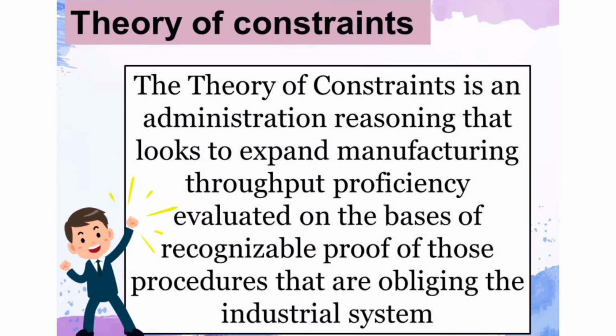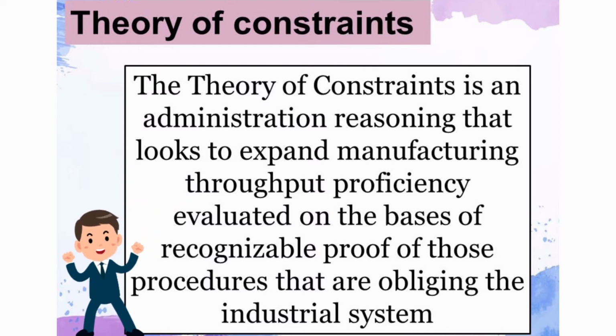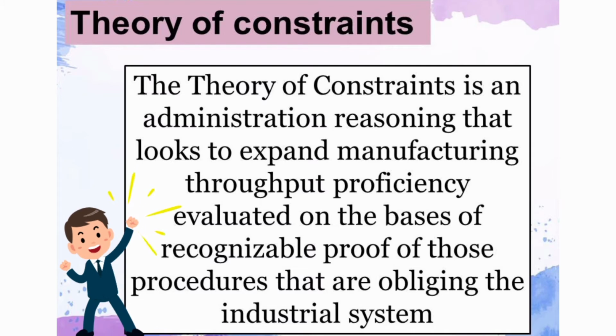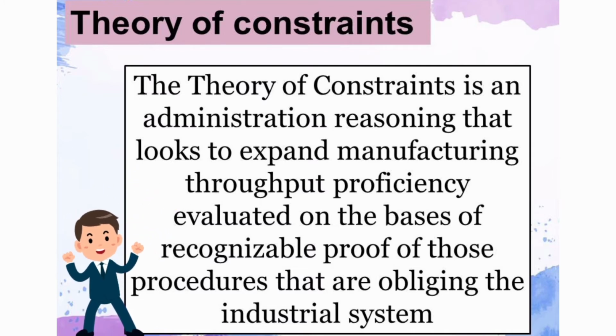Okay, now move to theory of constraint. The theory of constraint is an administration reasoning that looks to expand manufacturing through proficiency evaluation on the basis of recognizable proof of those procedures that are constraining the industrial system. There are various challenges experienced in the application of the theory of constraint. For instance, there is a long lead time, significant number of unsatisfied requests, wrong material requests, expensive number of crisis requests, and absence of client engagement. The theory focuses on adequately dealing with the limit and ability of this limitation to enhance efficiency, and this can be accomplished by manufacturing firms applying fitting inventory control practice.